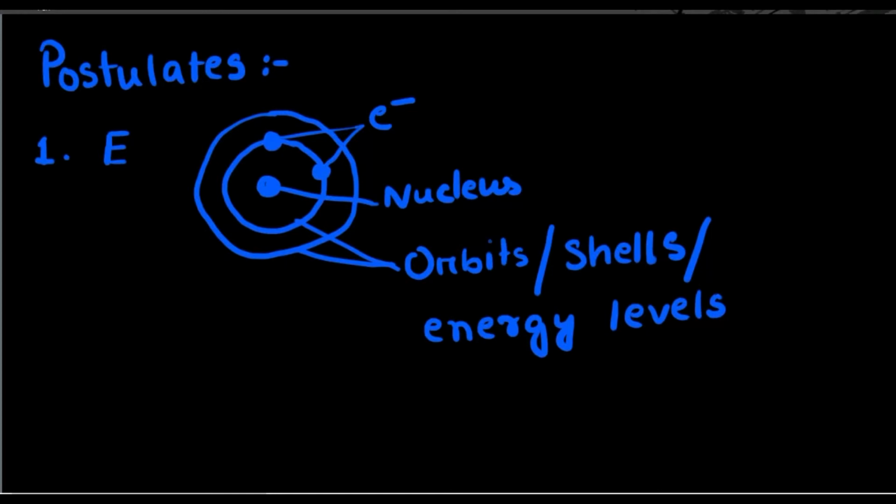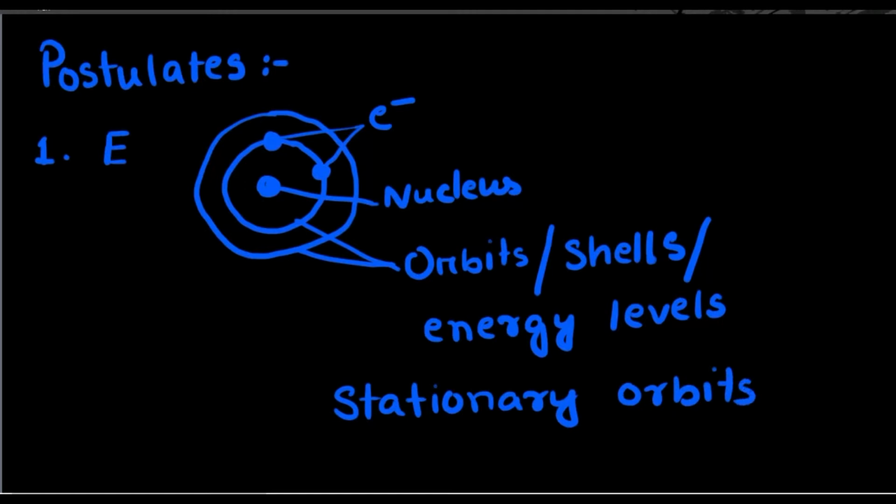So the second postulate states that these orbits are termed as stationary orbits. These orbits are stationary in nature. So these are stationary orbits.